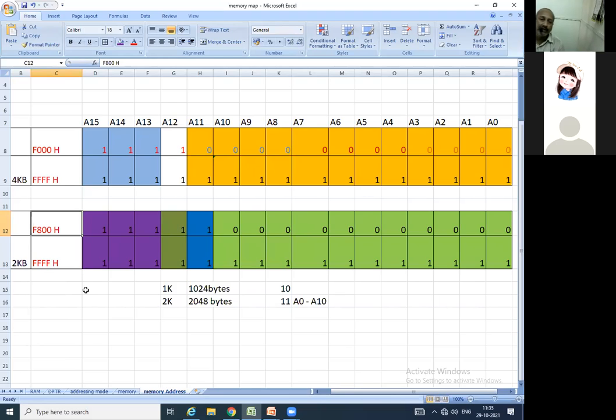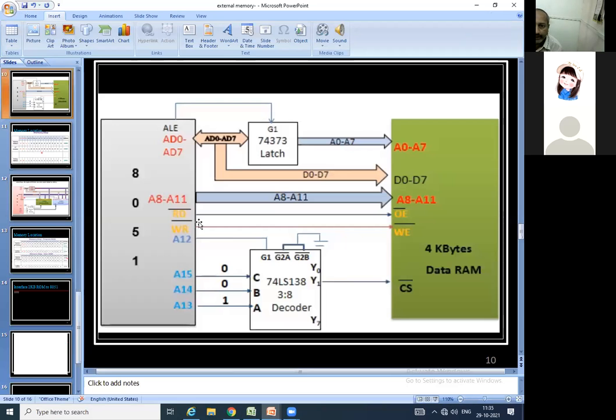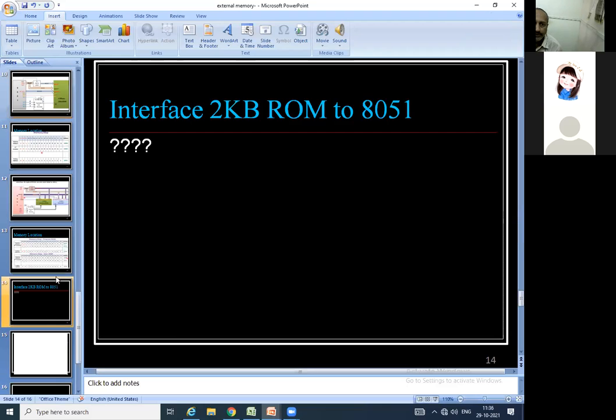I hope you all understand. If not, just check this video once again, and identify how much ROM has been taken, how it is taken, and why it is chosen. I have made the color coding separately and intentionally so that you will understand this. Got it? So this is the diagram for this question, that is, interfacing a 2 KB ROM to 8051.